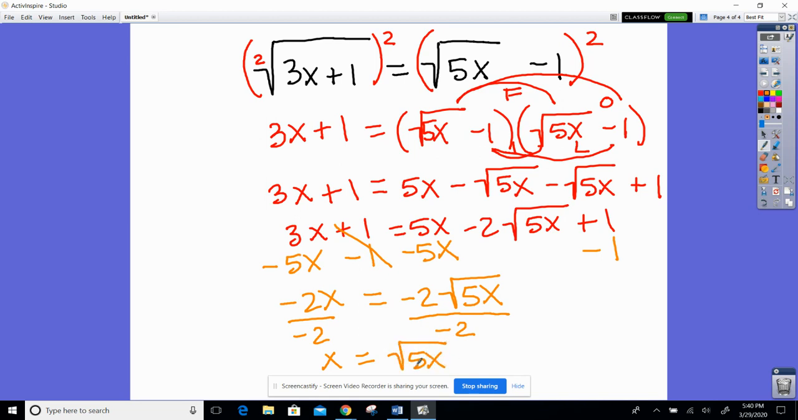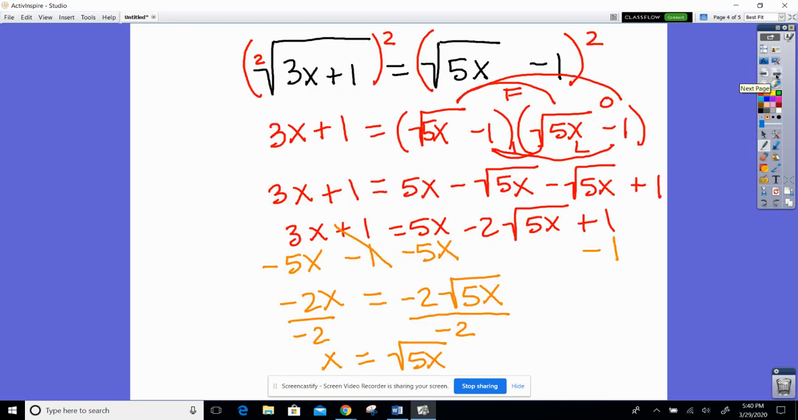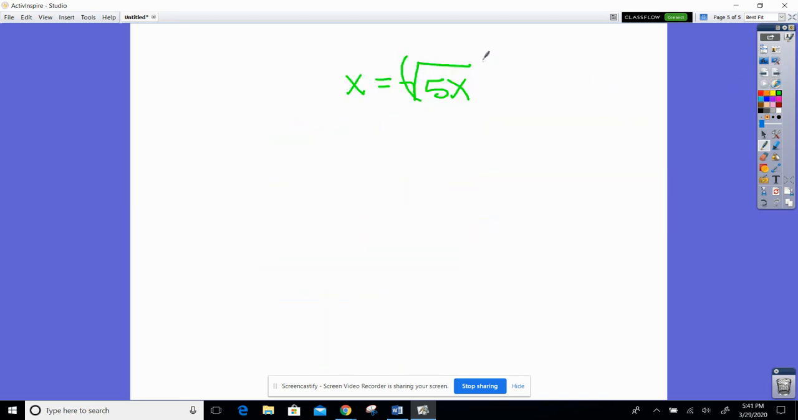So now that we have this radical by itself, again, we need to raise it to the power of the index. Now I'm just going to go to the next page because I'm running out of room here. So let me change colors. X equals the square root of 5x. And I'll just verify real quick. X equals the square root of 5x. Perfect. And I'm going to square both sides. Square, square. All right, so that gives me x squared equals 5x.